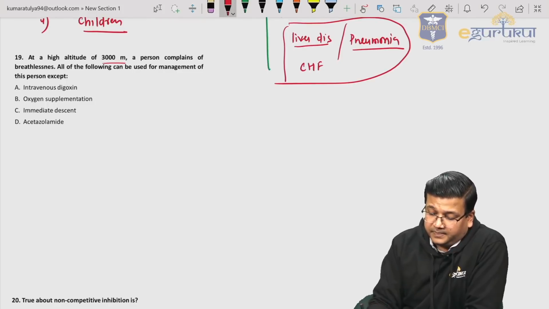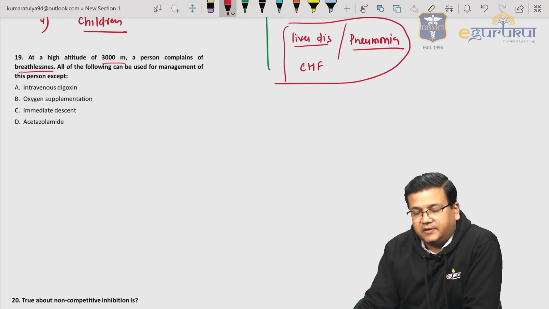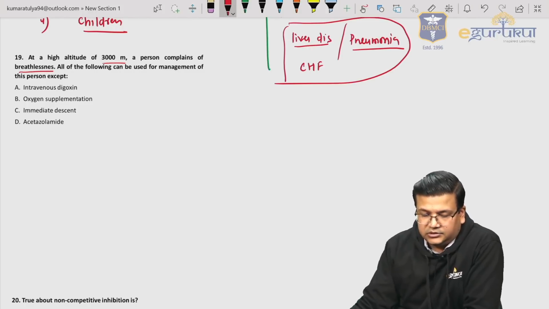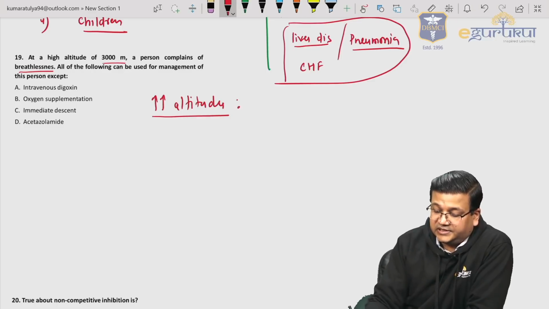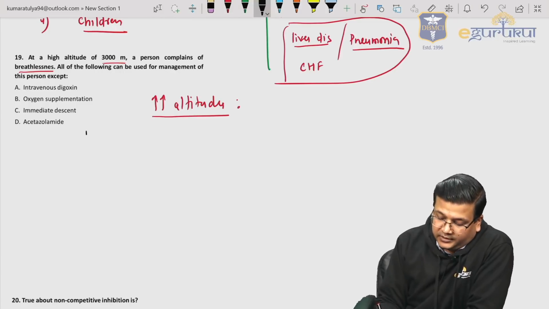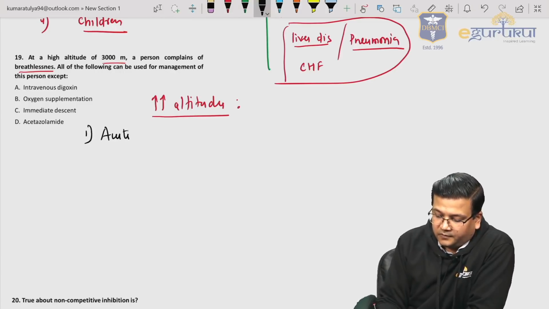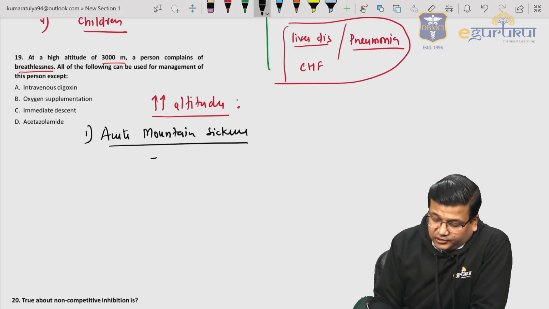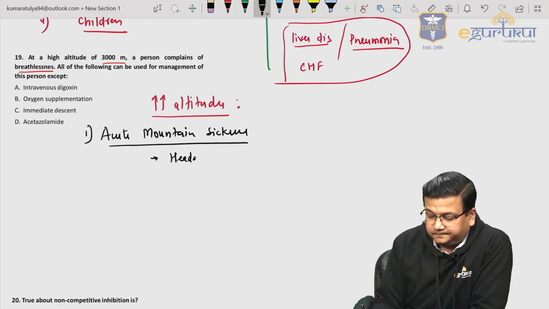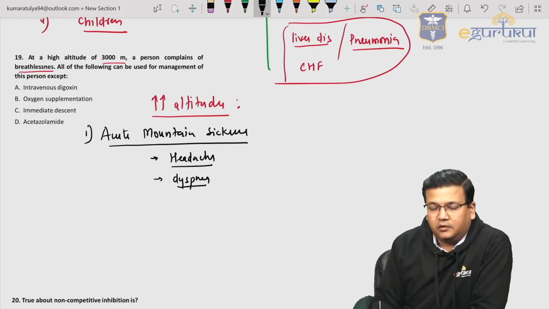High altitude: patient complains of breathlessness. Why? Because he has developed acute mountain sickness. All can be used. So high altitude problems. There are three stages of this high altitude problem. Number one is known as acute mountain sickness. In acute mountain sickness, the patient usually complains of headache, dyspnea, along with nausea and vomiting.